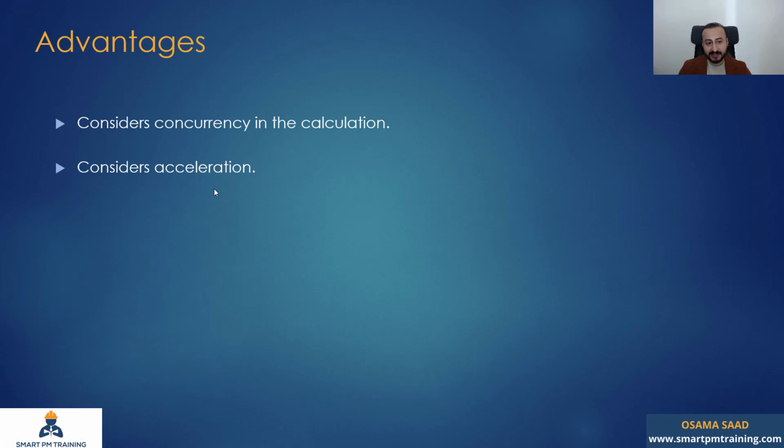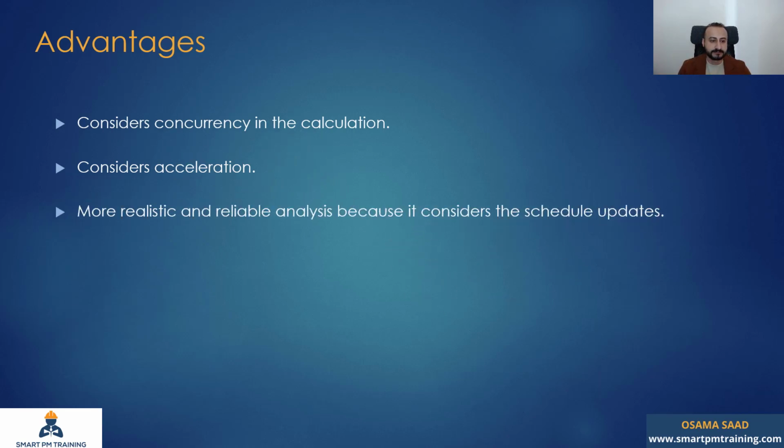We had some acceleration, but if you are performing 3.1 or 3.2, you will not recognize acceleration because everything is in the as-built. The as-built shows you everything, so it doesn't really help you recognize the acceleration. You must do it on update to an update so you can recognize any acceleration. It's a more realistic and reliable analysis because it can consider the schedule updates, okay, and the changes related to critical path.